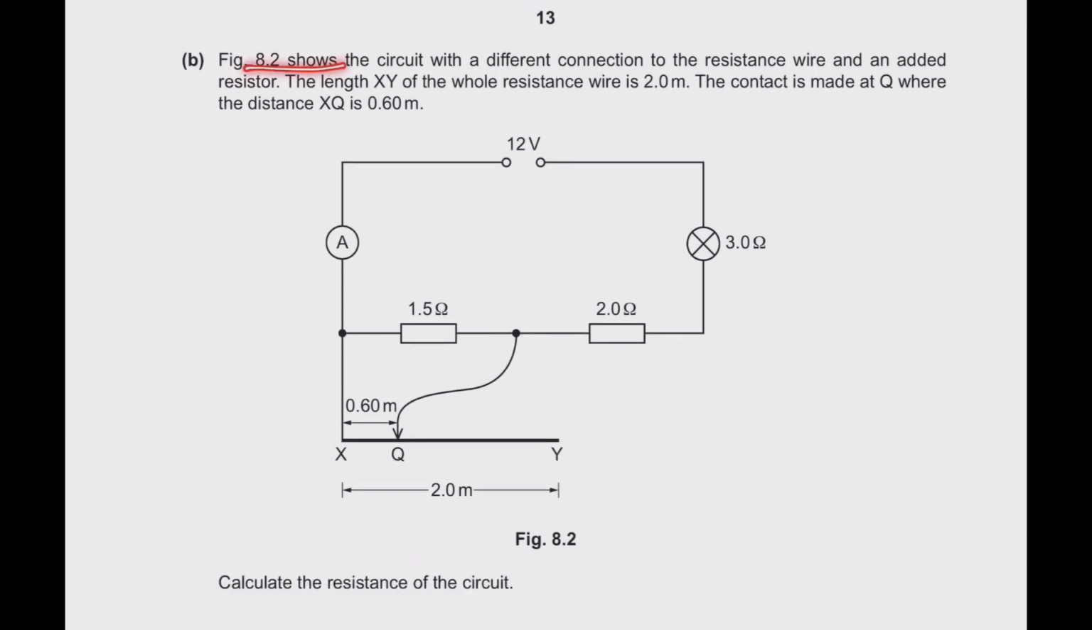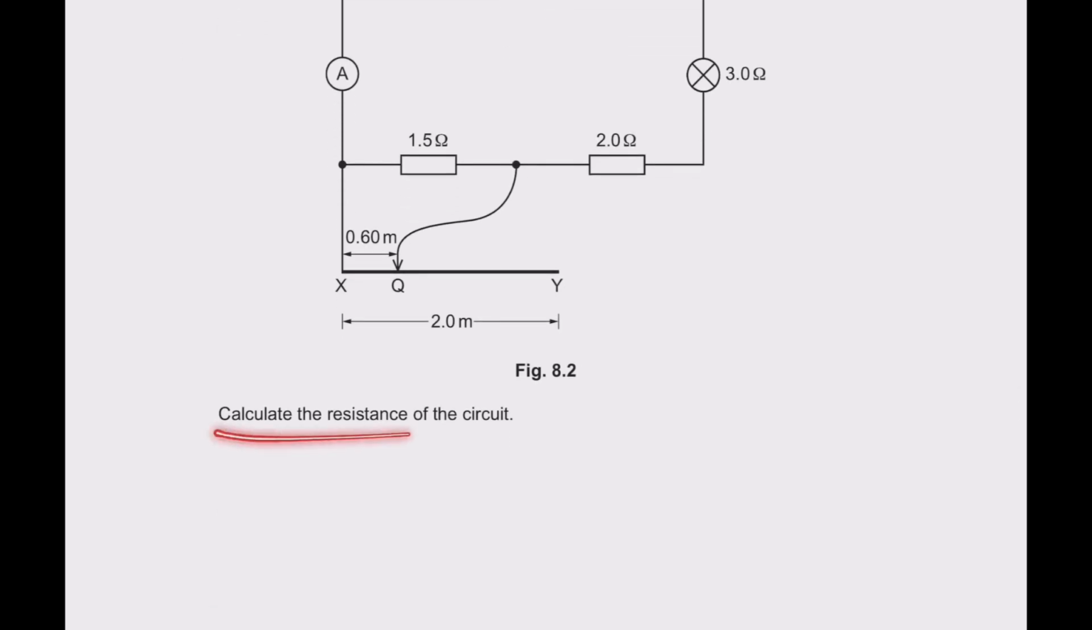Now in the next part, the figure shows the circuit with a different connection. Now the connection is something different: to the resistor wire an added resistor is connected. The length XY of the whole resistance wire is 2 meter. The contact is made at Q, where the distance XQ is 0.6 meter. Calculate the resistance of the circuit.